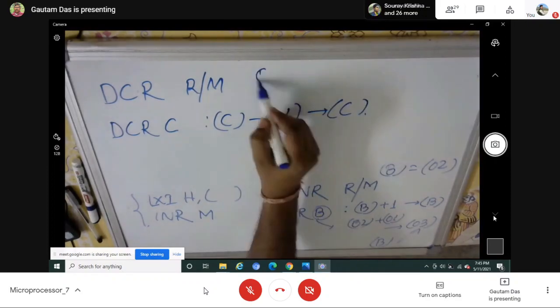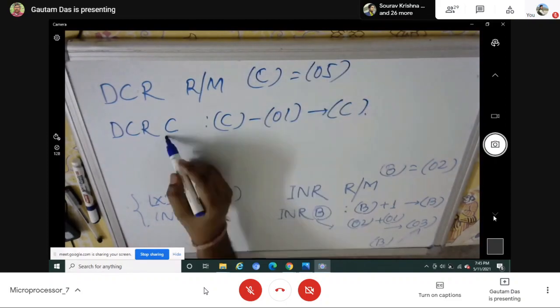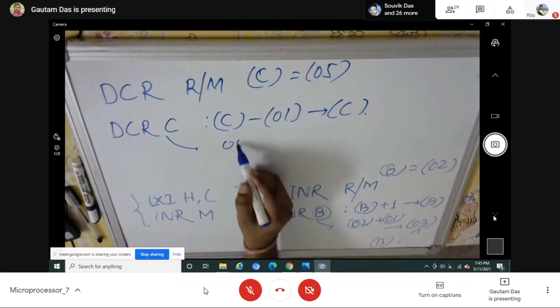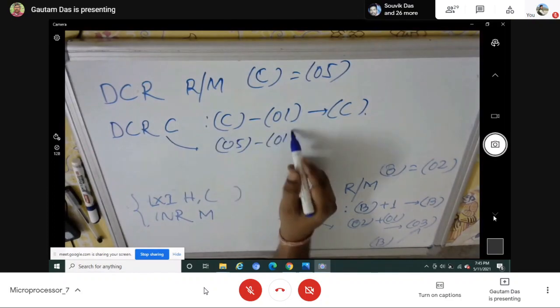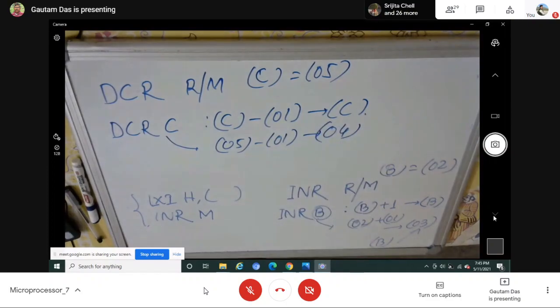Suppose before this instruction C was 05. After this instruction it will become 05 minus 01, so C will become 04. So INR and DCR are two arithmetic instructions using which you can increment or decrement the content of an internal register or a memory register. Both are arithmetic group instructions.